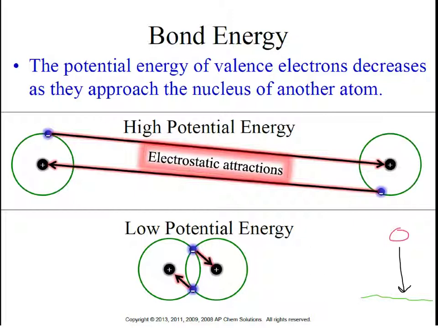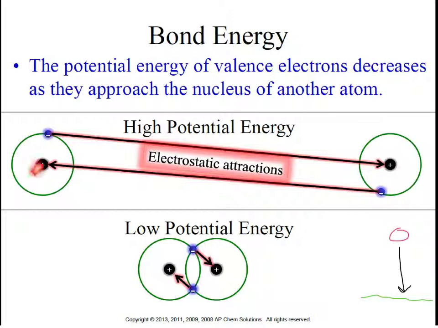which would be down. Okay? Nature is lazy. It wants to be at the lowest energy that it has to be. That's why when you let go of a rock or a ball from a height, it's going to fall down, because it goes from a high potential energy to a low potential energy. Bonds are the same way.